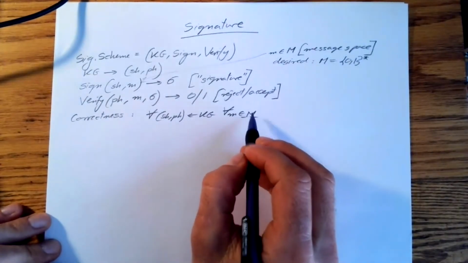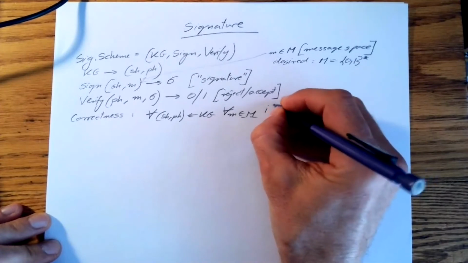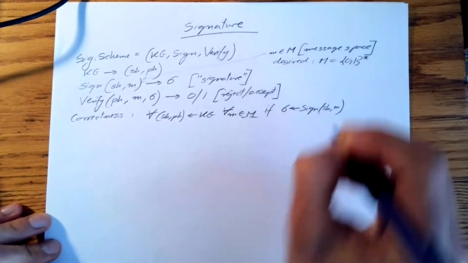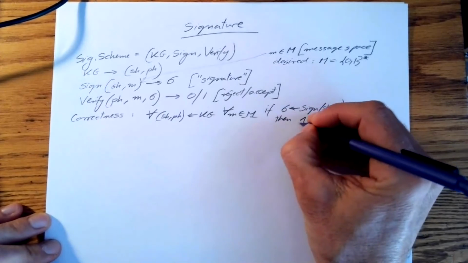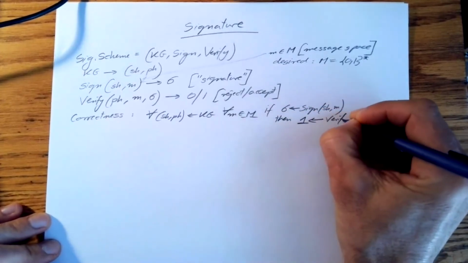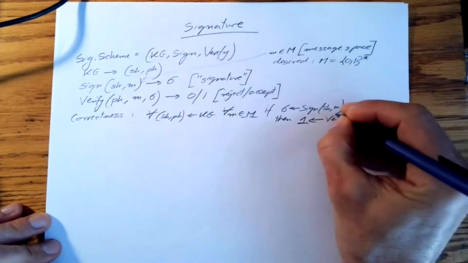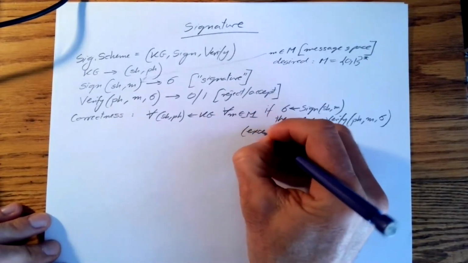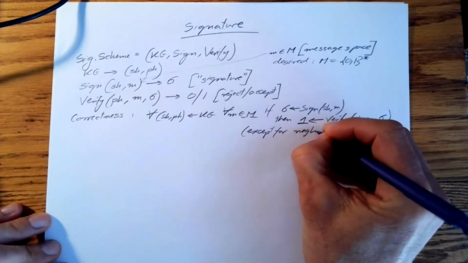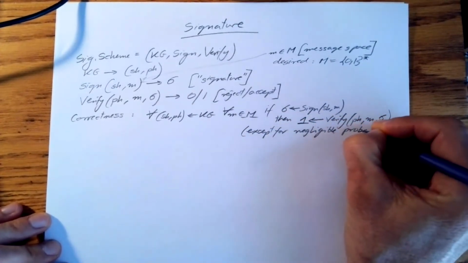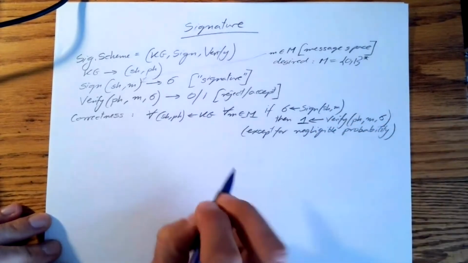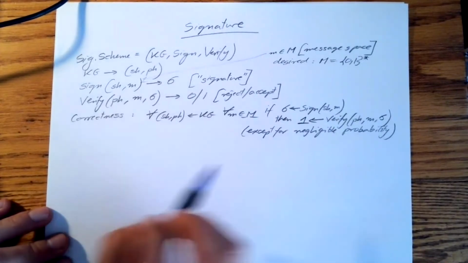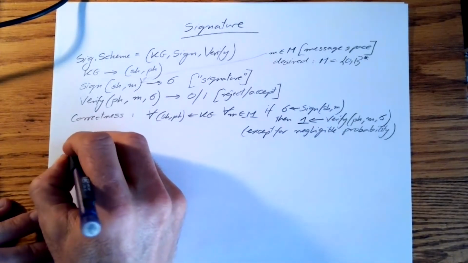So for any message in the message space, if a signature is created as a result of the signing operation, then verifying under the corresponding public key with this message and this signature is guaranteed to output one. You could say accept with negligible probability, but in practice signature schemes almost never use this, right? So this is guaranteed with probability one. Okay, what about security, obviously?